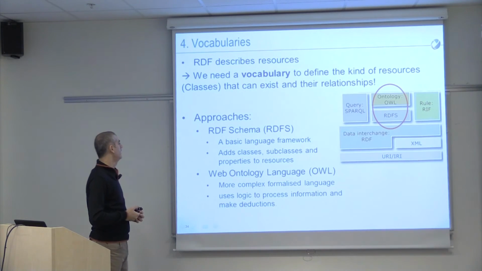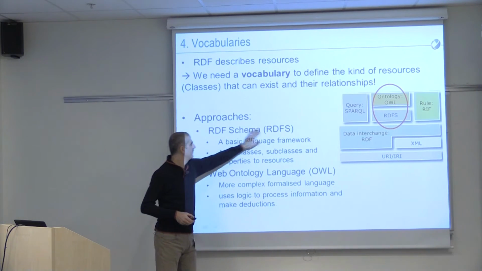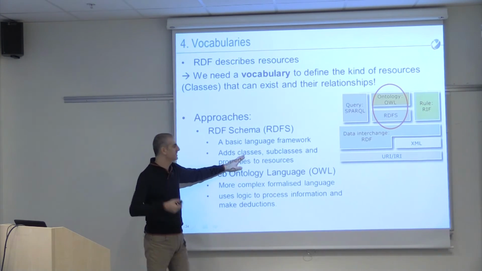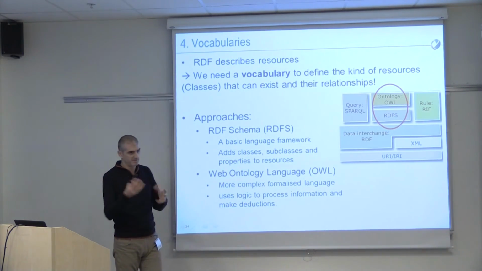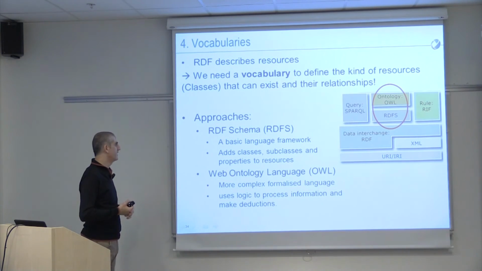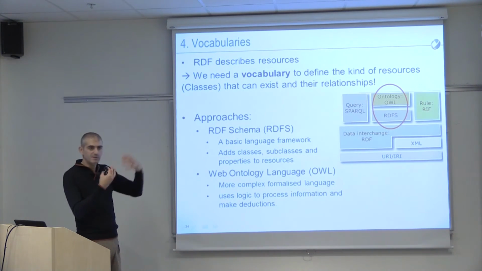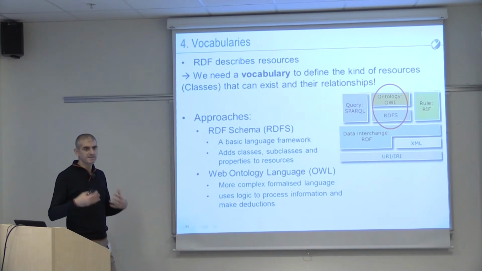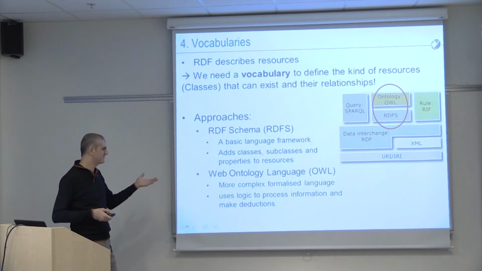Okay, this is RDF Schema, which is sort of a basic framework where you can talk about classes of resources, subclasses, and properties of them. That's quite basic. And then there's the more advanced kind, where you get into ontologies, and that's OWL, where you have a very complex, more formalized language. And it gets quite mathematical.